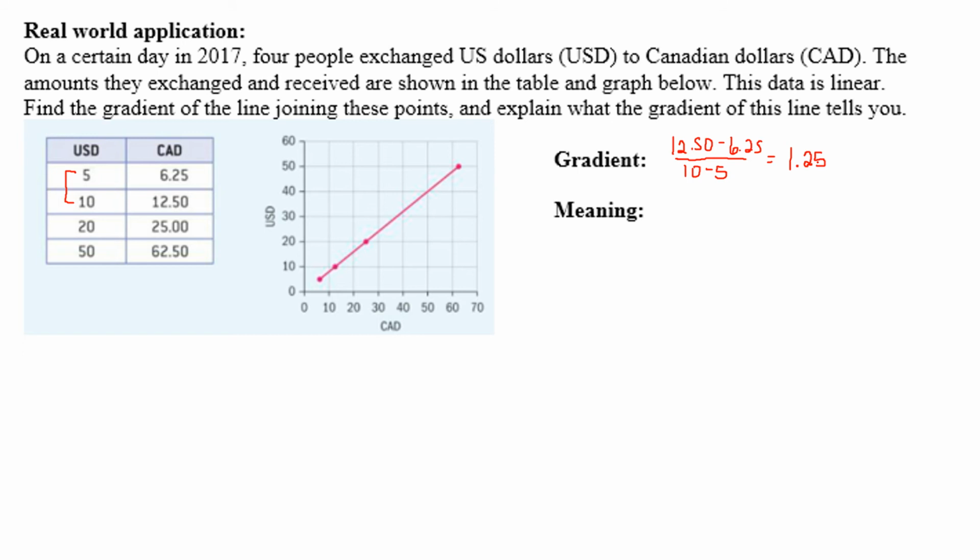So the meaning of this one, if you want to write this in, the meaning is that that's the average rate of change in the exchange rate from US dollars to Canadian dollars. So $1.25 Canadian would equal $1 US. So this is the average rate of change where $1.25 Canadian would represent $1 US.